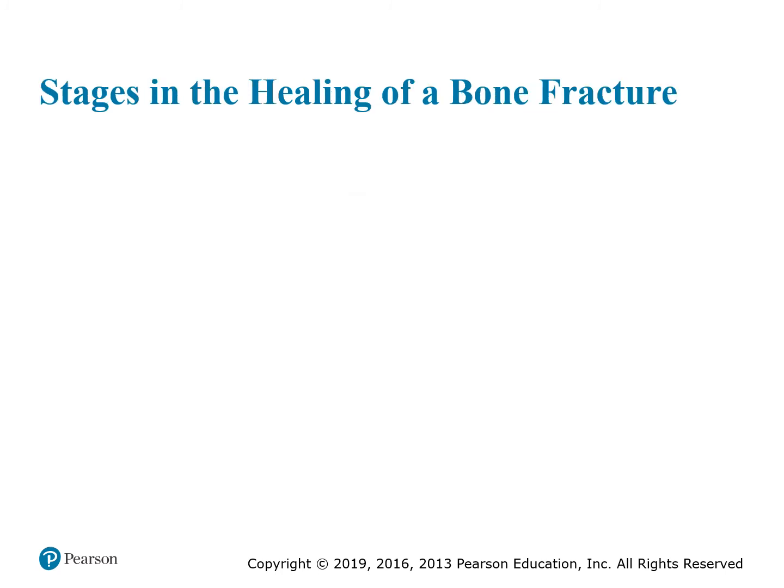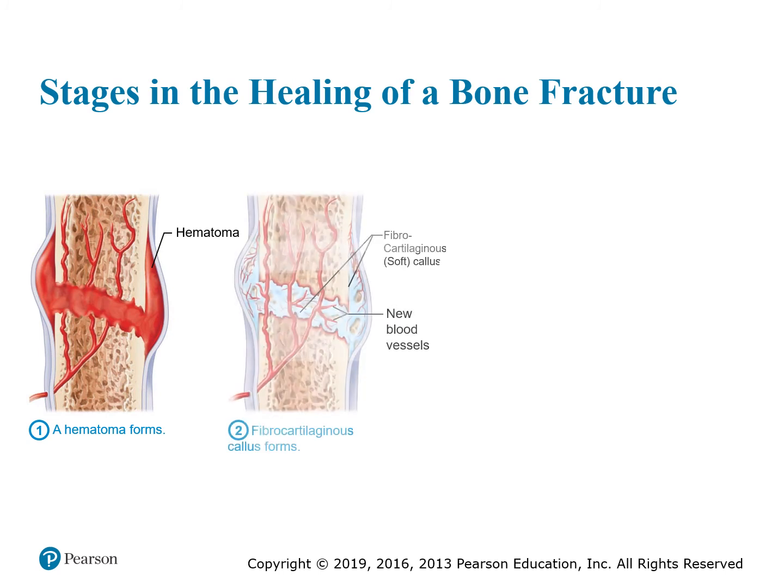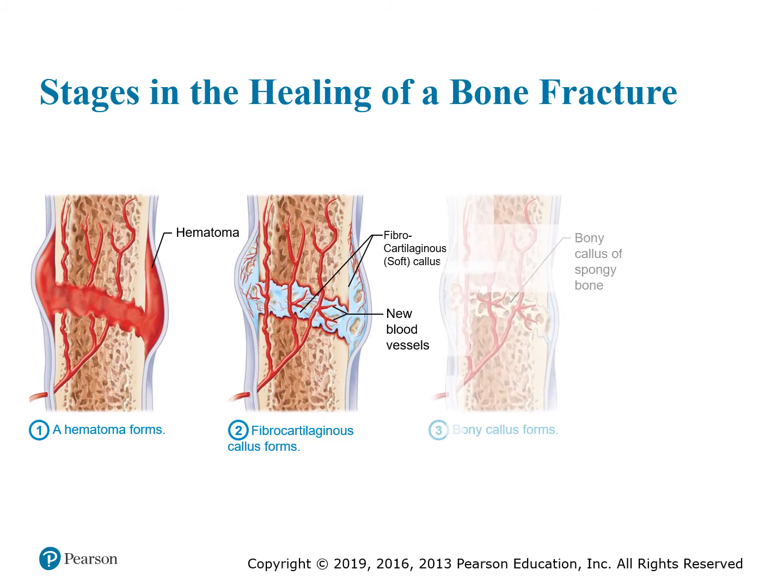So let's take a look. In the first stage, you see a hematoma. So this is basically a big blood clot. In the second stage, you see a fibrocartilaginous callus forming. So at this point, you're still going to be in a cast. The bone is still going to be very weak. You're still going to have a lot of pain when you try to put any sort of weight on this, but at least your hematoma has been replaced by some sort of connective tissue.